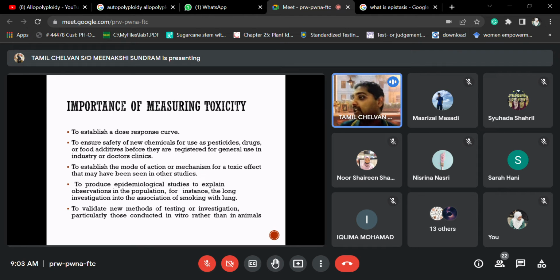Okay, we continue. To establish the mode of action or mechanism for the toxic effect that may have been seen in other studies. So they want to confirm other studies. What's the mechanism for the toxic effect? To produce epidemiological studies to explain observation in population, for instance, a long investigation into association of smoking with lung.